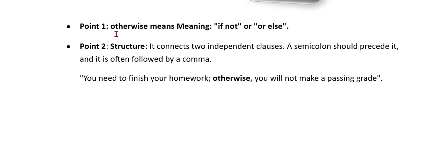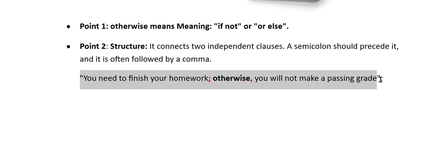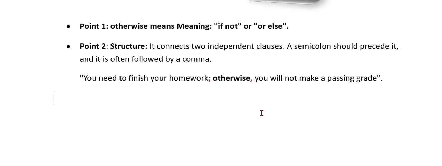Point number one. Otherwise means if not or else structure. It connects two independent clauses. A semicolon should precede it, and it is often followed by a comma. So be careful with the use of otherwise in writing specifically. These, I mean, comma, semicolon stuff are important in writing. Okay, in speaking, they just show a short pause and nothing else. But in writing, they matter. You have to use them carefully.